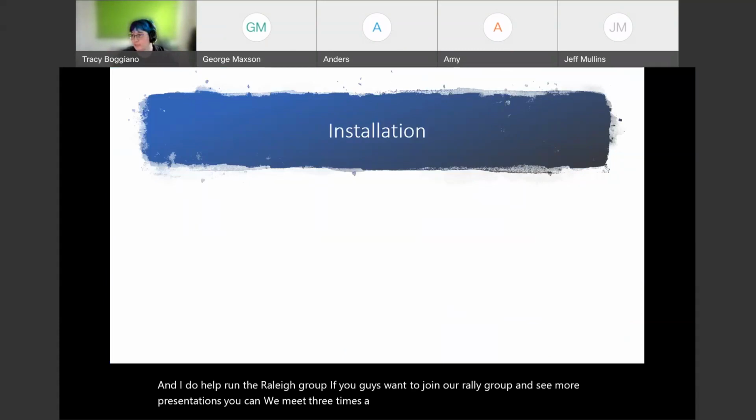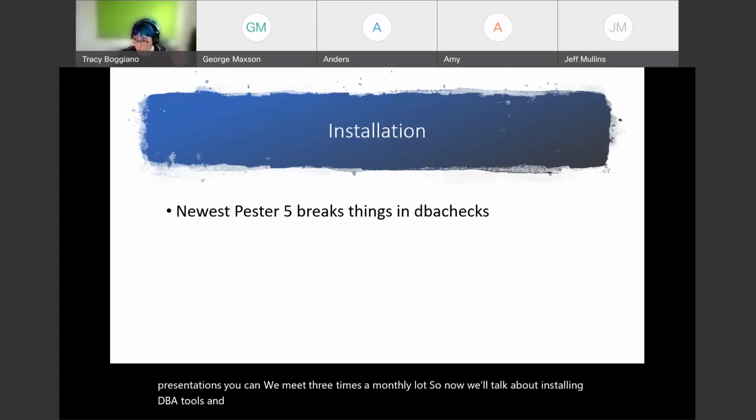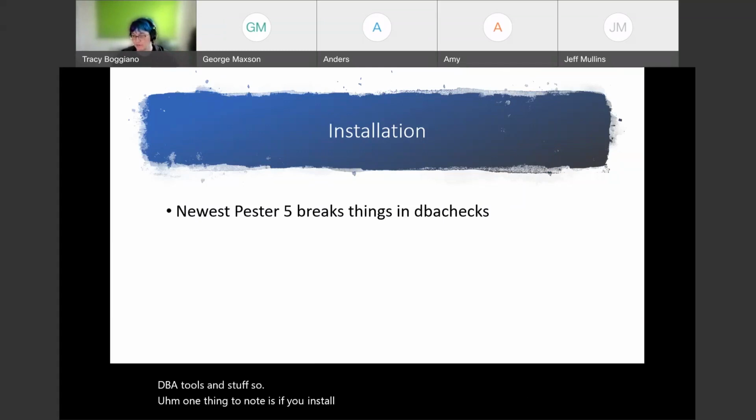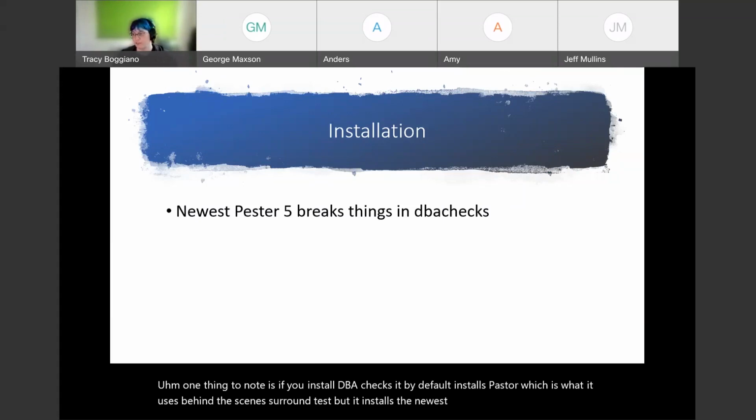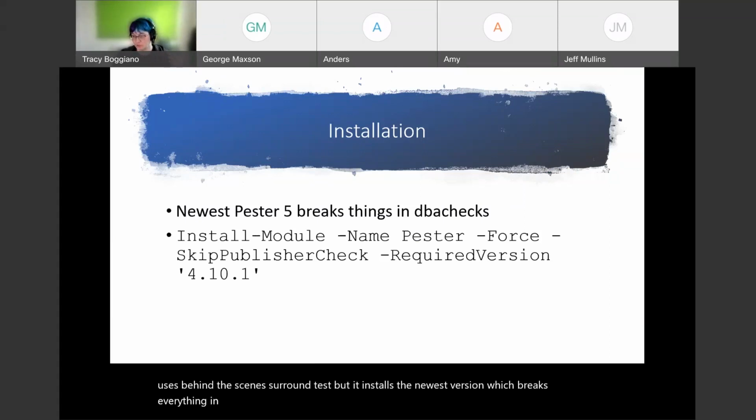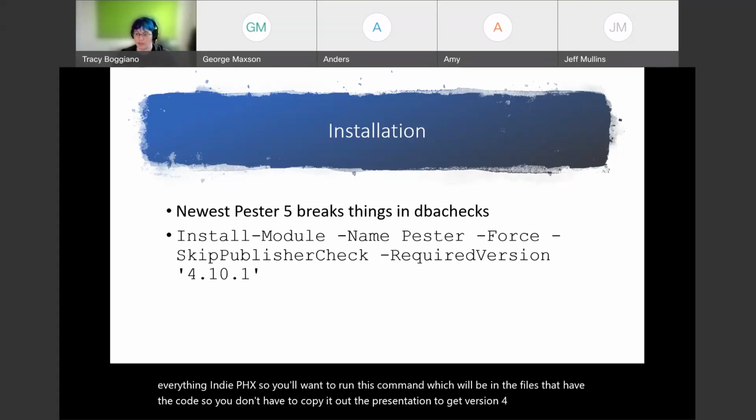So now we'll talk about installing dbatools and stuff. One thing to note is if you install dbachecks, it by default installs Pester, which is what it uses behind the scenes to run tests. But it installs the newest version, which breaks everything in dbachecks. So you'll want to run this command, which will be in the files that have the code, so you don't have to copy it out of the presentation, to get version 4, so that it doesn't have version 5 and all the stuff breaks.